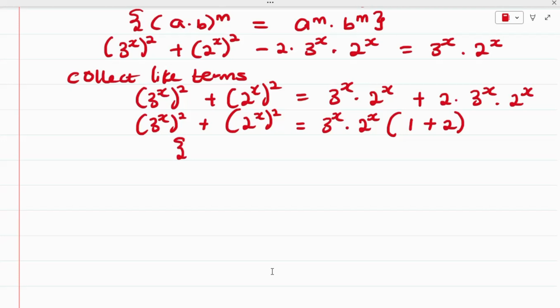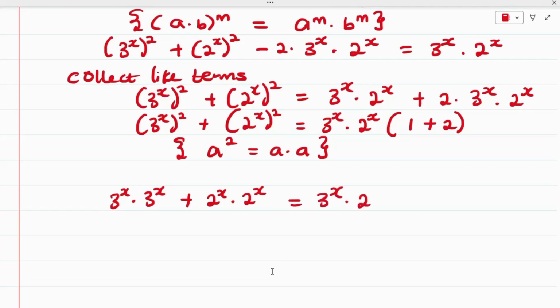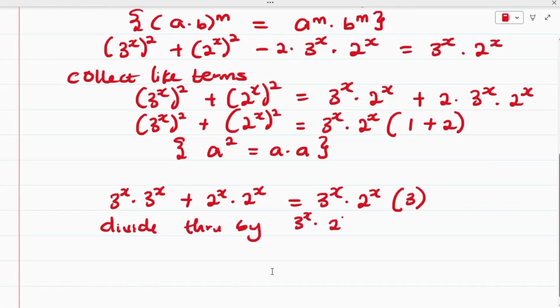But we know that if we have a squared, this is equal to a multiply a, right? So applying this, we have this to be 3 raised to the power of x multiply 3 raised to the power of x plus 2 raised to the power of x multiply 2 raised to the power of x. This is equal to 3 raised to the power of x multiply 2 raised to the power of x into (1 plus 2), which is going to give us what? 3. So the next thing we want to do is to simply divide through by 3 raised to the power of x multiply 2 raised to the power of x.